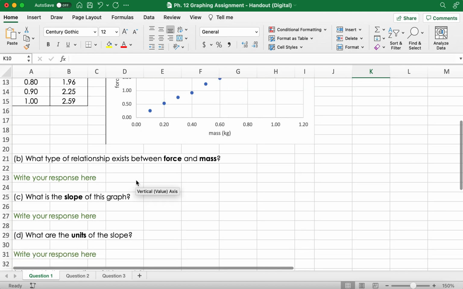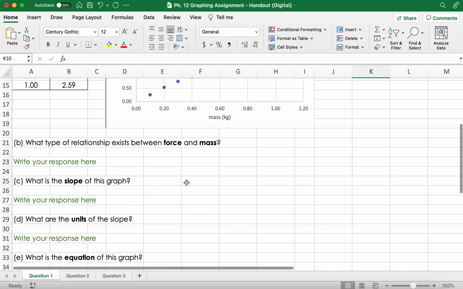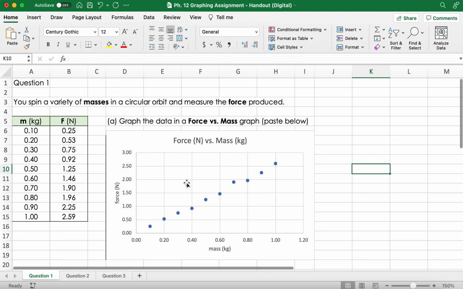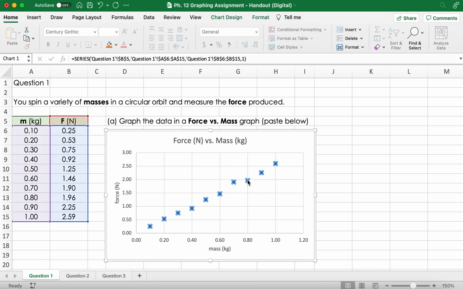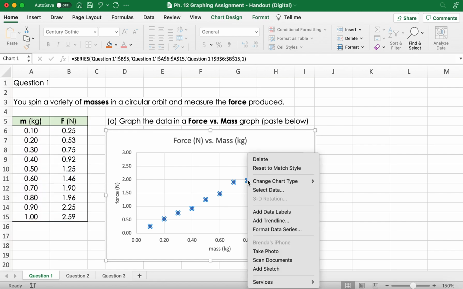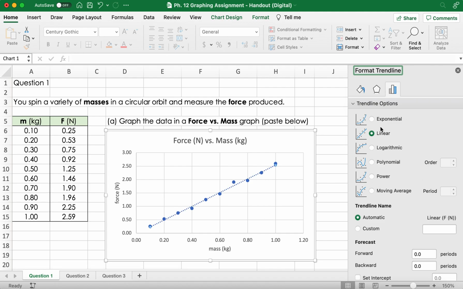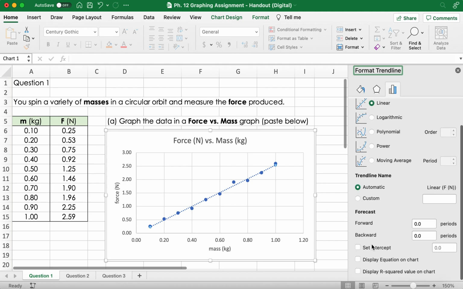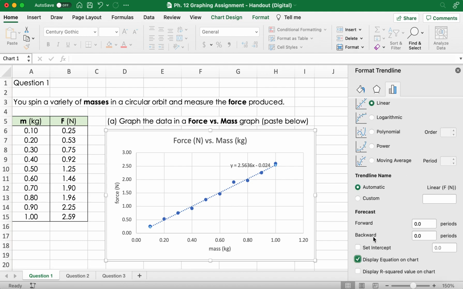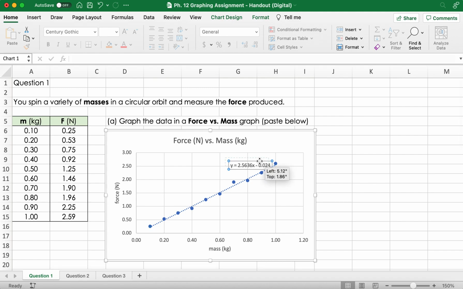And then below, what type of relationship exists between force and mass? To determine that, you need to do your line of best fit. Click one data point anywhere in the set. It should highlight all of them, and then you right-click, Add Trend Line. You'll have a couple different options here of relationships to try fitting. This one is best fit by a linear. So I will scroll down to the option of Display Equation on Chart so that you can see the relationship that describes that line of best fit.